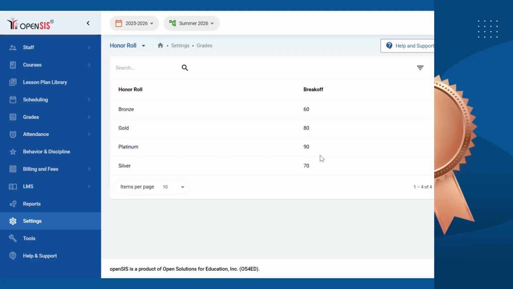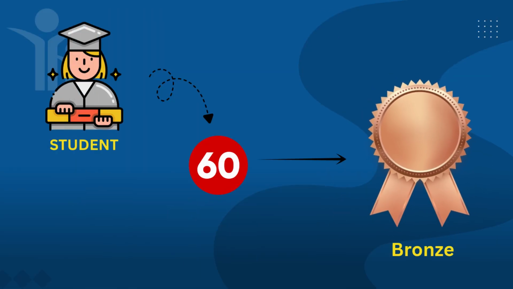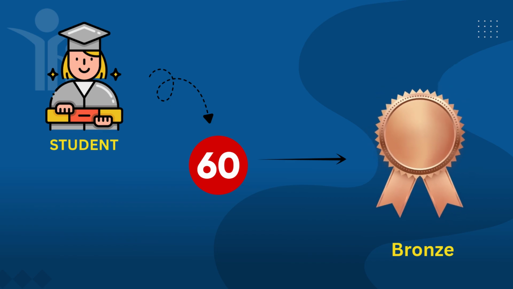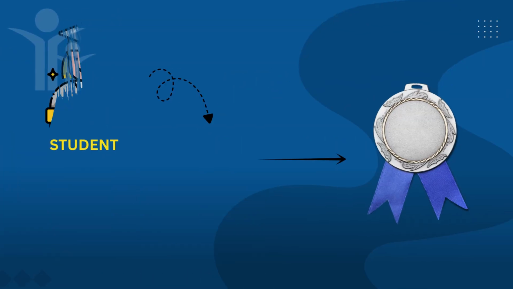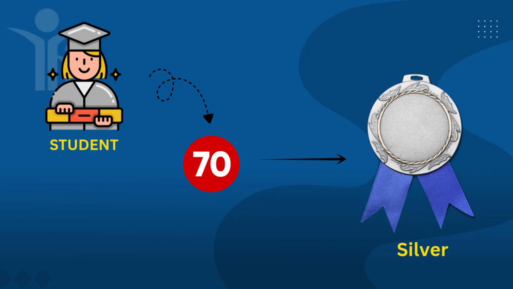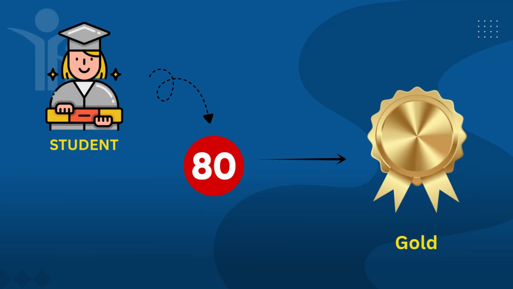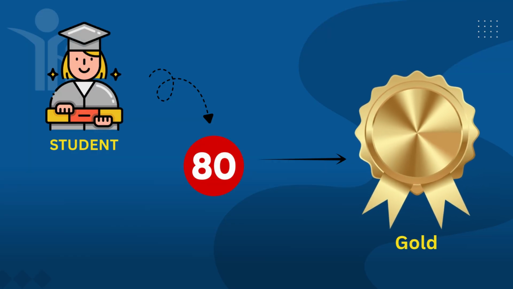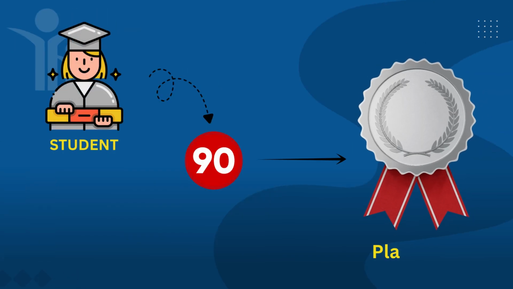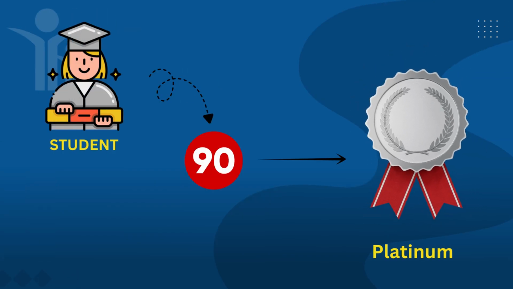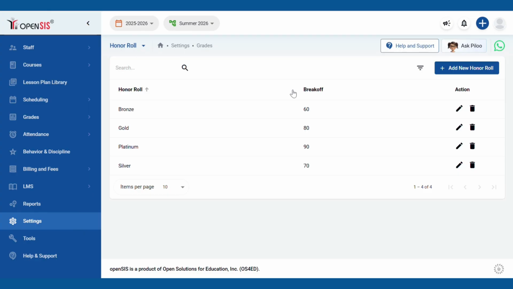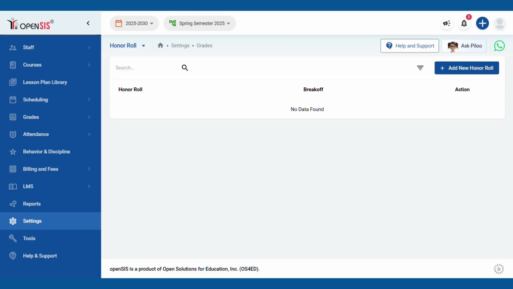For example, students scoring 60% or above qualify for the Bronze Honor Roll. Students scoring 70% or above qualify for the Silver Honor Roll. Students scoring 80% or above qualify for the Gold Honor Roll. Students scoring 90% or above qualify for the Platinum Honor Roll. Schools can customize these honor roll categories and breakoff values based on their own academic recognition policies.